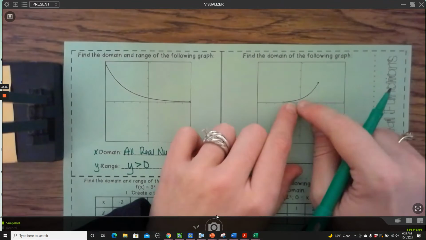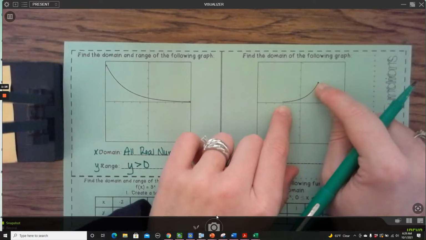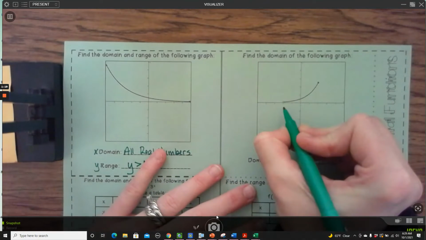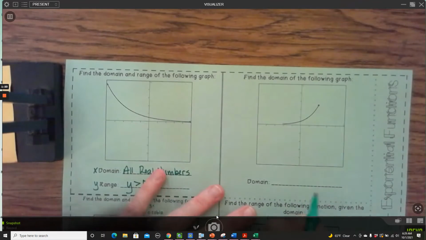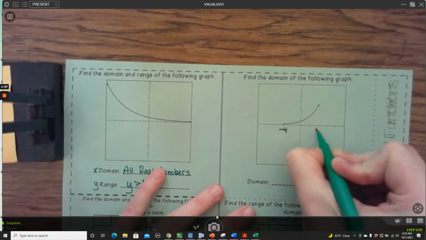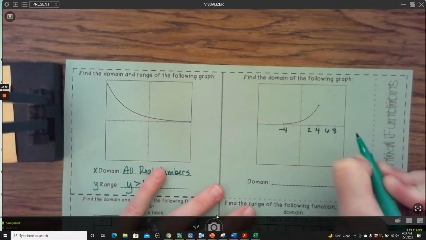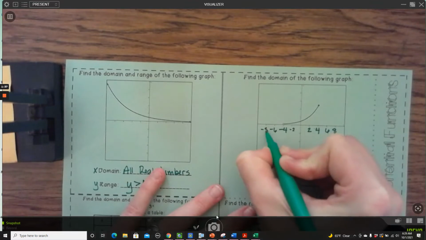On a graph of an exponential function where we have endpoints, we're just going to find the domain of this one. When we have endpoints, we look at the two x values. This x value is a -4, and this one is a +4. This is counting by twos: 2, 4, 6, 8, so this side would be -2, -4, -6, -8.